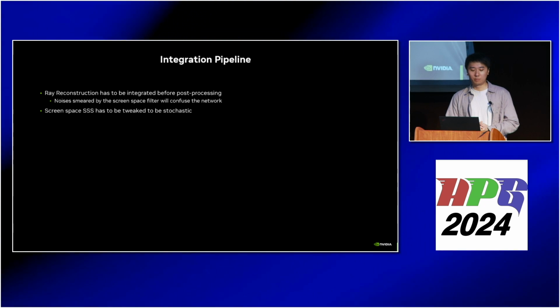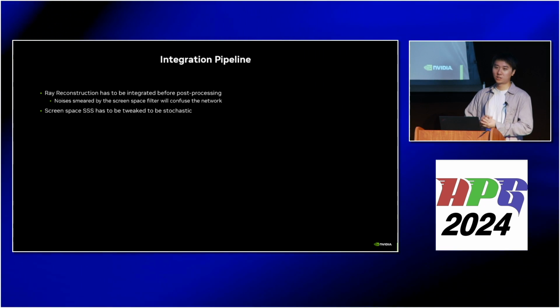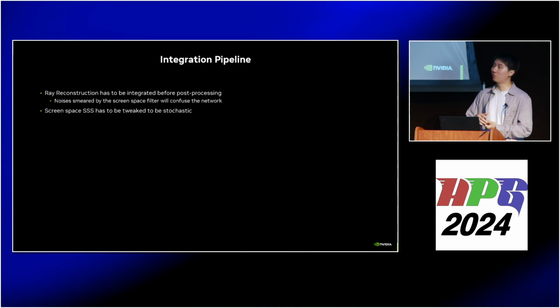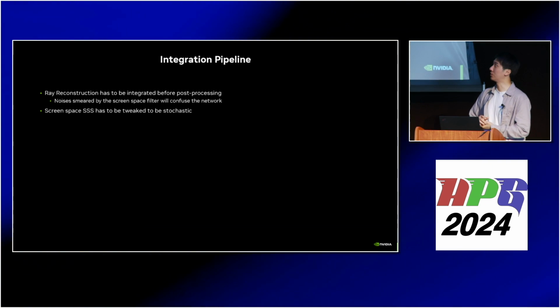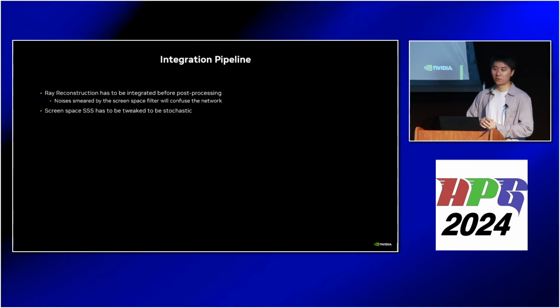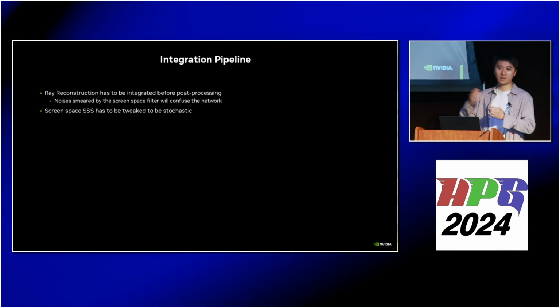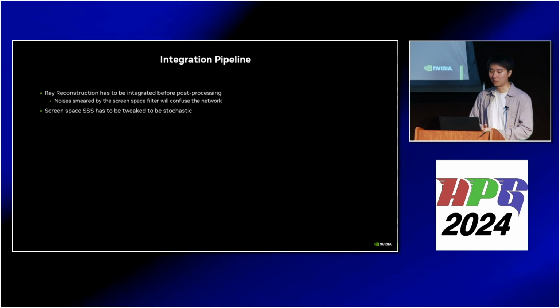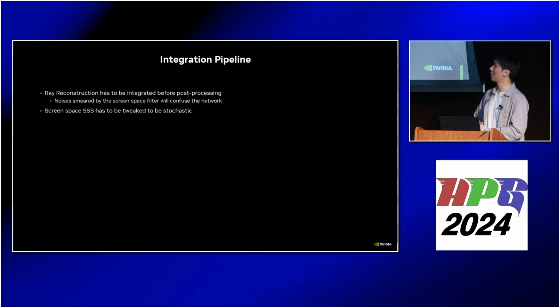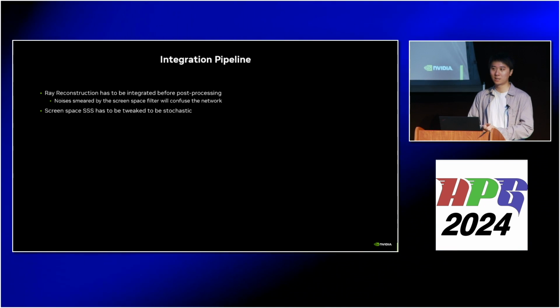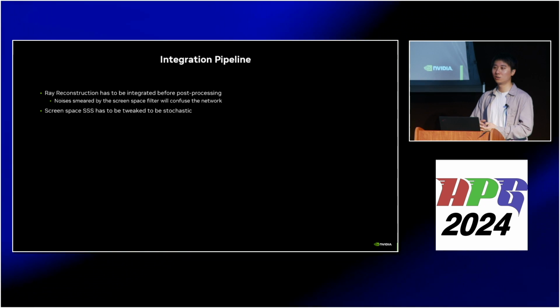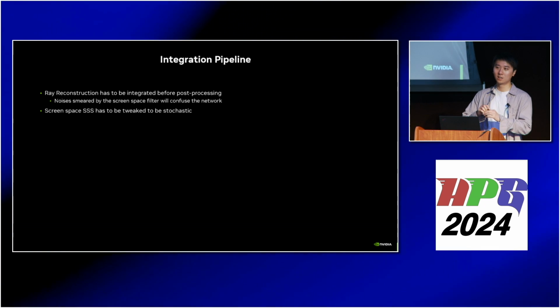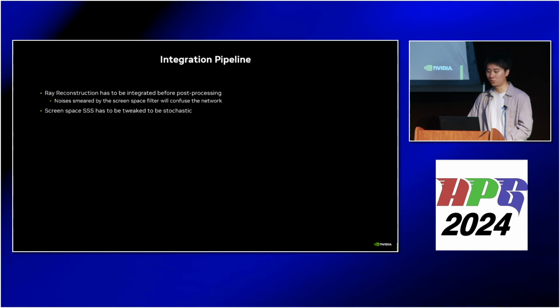Some other important note is that the algorithm, similar to super resolution, has to be integrated before all the screen space filters. So if you have depth of field or motion blur applied on your noisy signal and it's smeared, the model won't be able to handle it. Another thing that we also commonly have to solve in the games that we ship is screen space subsurface scattering. We also have to change those kernels to be more stochastic so that it doesn't confuse the model.